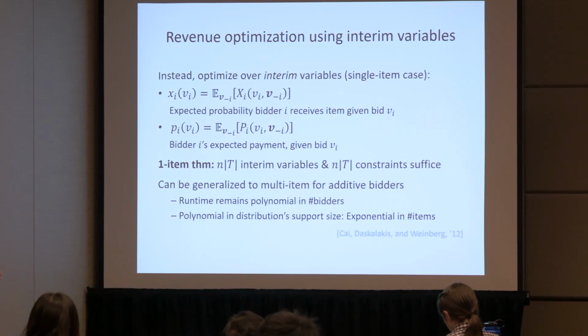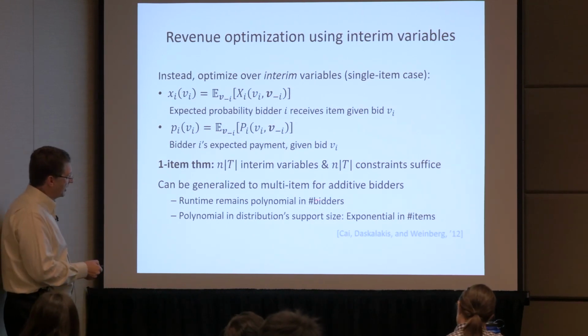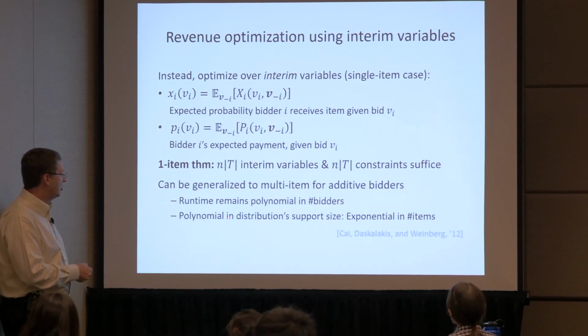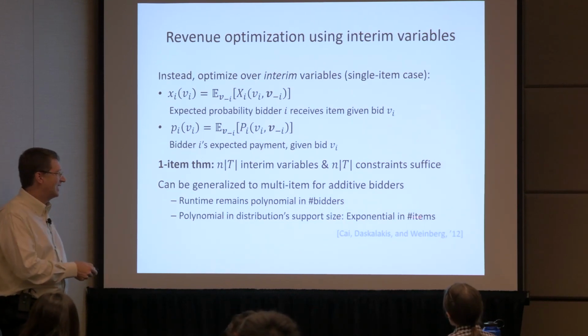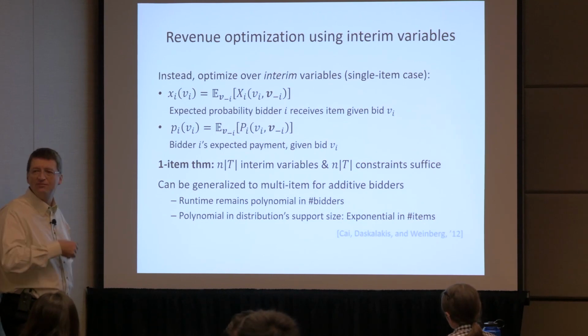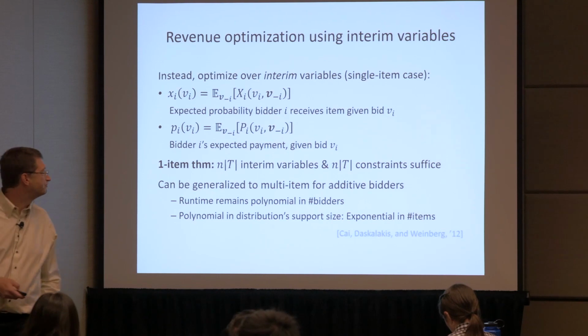This can be in a certain way generalized to multi-item additive bidders, so not combinatorial. Runtime, it remains polynomial in the number of bidders and polynomial in the distribution support size, but that's exponential in the number of items, even in the additive case. And in the non-additive case, it's doubly exponential.